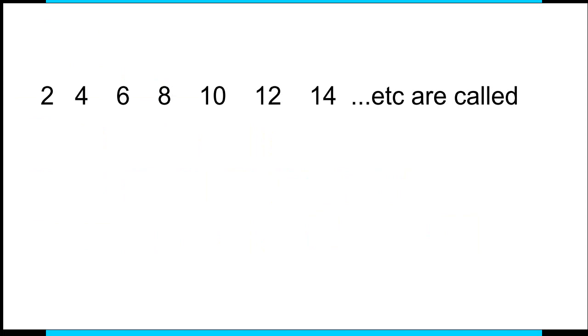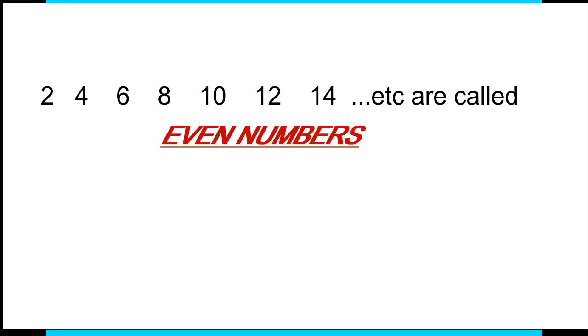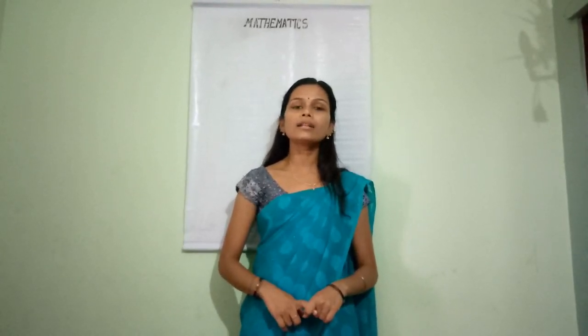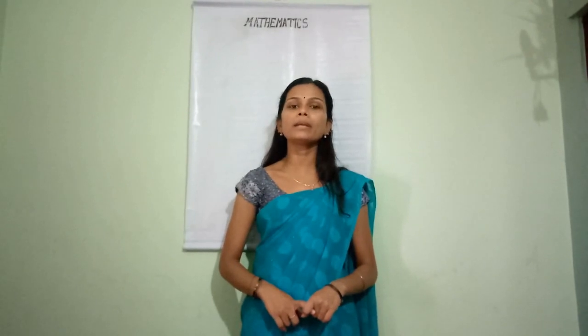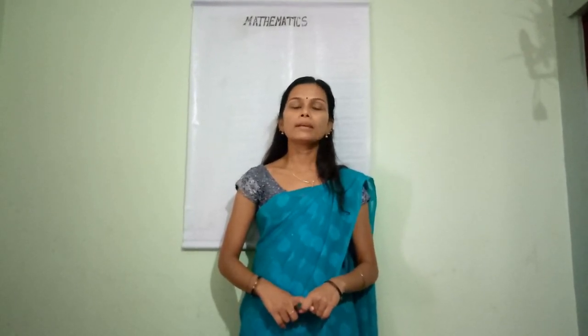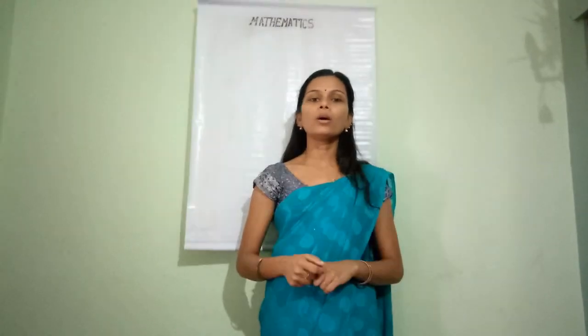Thus, the numbers 2, 4, 6, 8, 10, 12, 14, etc. are called even numbers. These numbers can be grouped into pairs. The numbers in the order 2, 4, 6, 8, 10, etc. are called even numbers. We can make them into pairs. Then the numbers in the order 1, 3, 5, 7, 9, etc. are called odd numbers.